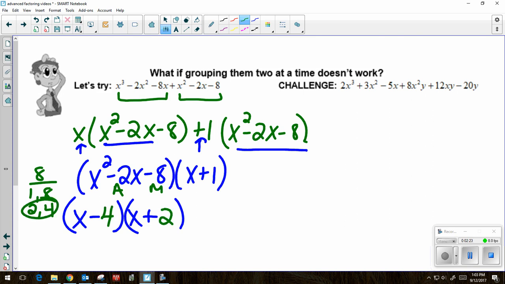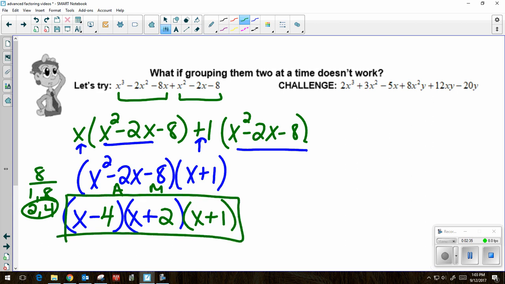And then my second parentheses was x plus 1. You can't factor a linear parentheses. There's no exponent. So if my exponent is just x to the first, there's nothing else I can do. So there is your final answer for that one.